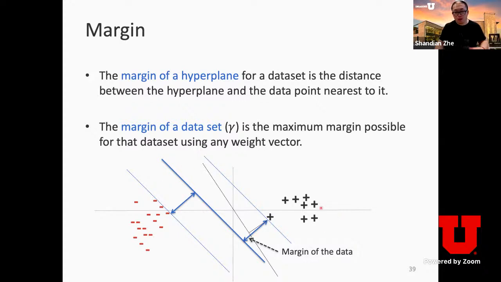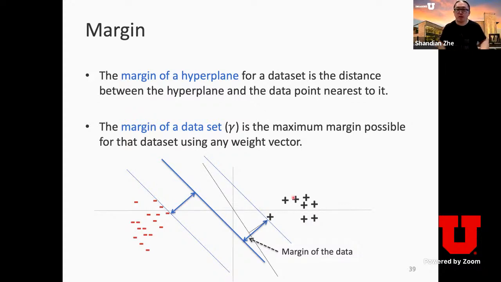So again, using this particular data set, we can find many separating hyperplanes, like these two dashed lines and the solid line. They all have different margins. But we know that for this solid blue line, its margin for this data set is the largest. So its margin is defined as the margin for the whole data set.